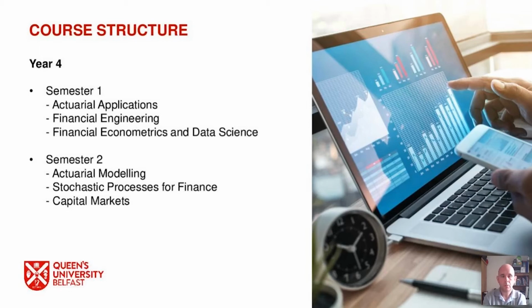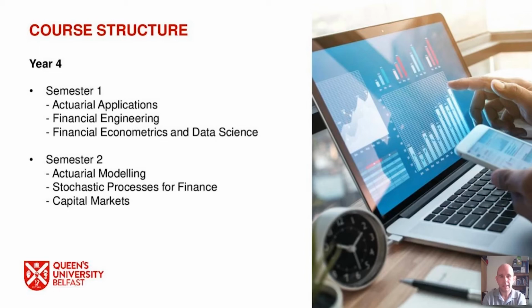So in semester 4, we're finishing the degree, but we're also still working towards the exemptions, which I'll talk about in the next couple of slides. So again, semester 1, we have actuarial applications, financial engineering, financial econometrics, and semester 2, actuarial modelling, stochastic process finance, and capital markets. So again, you can see that actuarial appears there again. So again, only taught by actuaries and only taught to the actuaries.